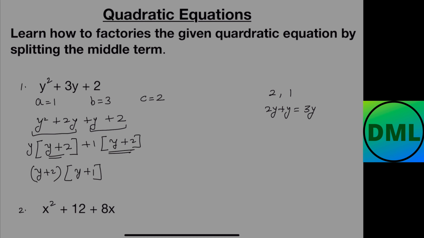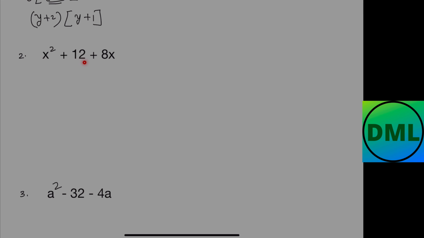Let's see one more example. x square plus 12 plus 8x. I can't split the middle term because this is not written in the decreasing order first. I need to check whether it is written in the decreasing order or not. It is written with the constant term second and the x term last. It is not in the decreasing order. First, I need to write this equation in the decreasing order. Let's rearrange this equation: x square plus 8x plus 12.